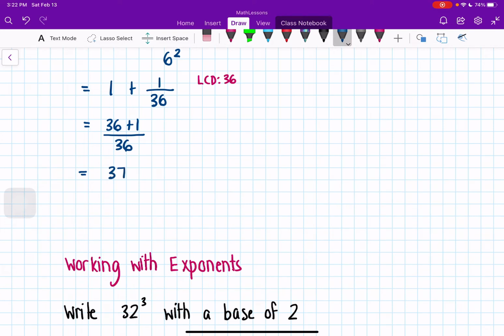37 over 36. I tell my students to leave things in improper fractions and not to give us mixed numbers. And also don't try to give me decimals either. So we're going to leave it in improper form.